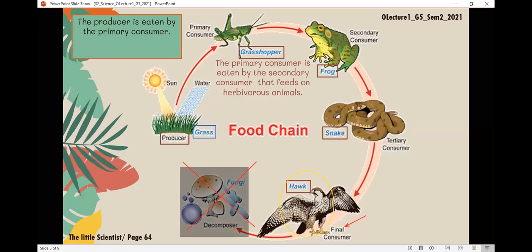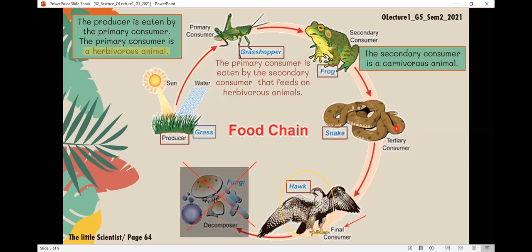Miss, can I say it? The grasshopper is the primary consumer. It's consumer number one. The consumer number one always eats the producer, which is a plant. So the primary consumer is always a herbivorous animal, since it is the first consumer that eats plants. All of the other consumers are carnivores. The frog, the snake, and the hawk are carnivorous animals. The frog is the secondary consumer. The snake is the tertiary consumer, and the hawk is the apex predator. The apex predator is an animal that is not eaten by anyone.